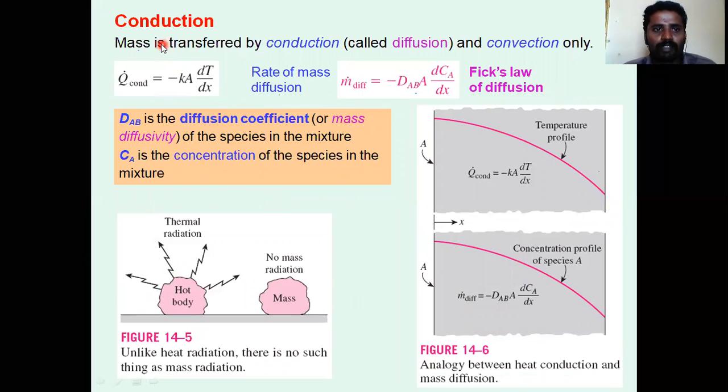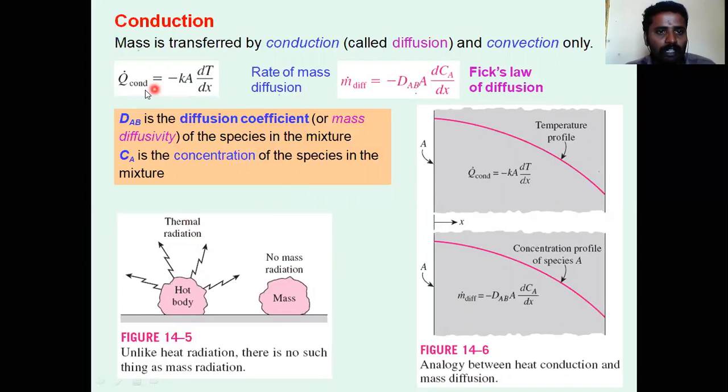When mass transfer occurs by conduction, it is called diffusion. As I told earlier, conduction in mass transfer is called diffusion, and then convection. In heat transfer, it is conduction, convection and radiation. Here radiation is not given. In that picture we can understand the mass transfer concept. The hot body evaporates radiation. Radiation occurs in heat transfer, but in mass transfer there is no radiation. Only conduction and convection take place.